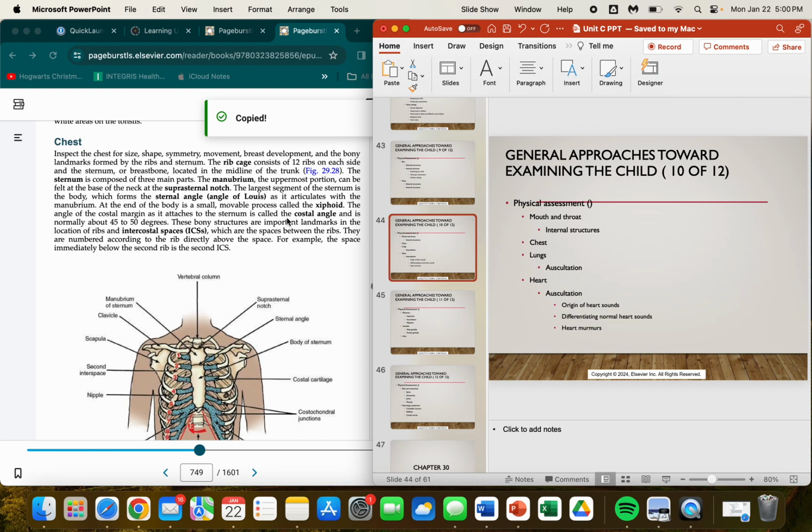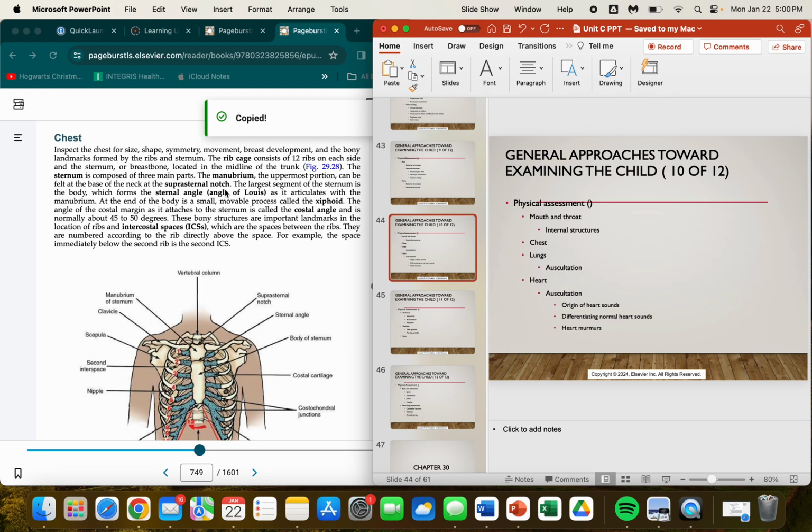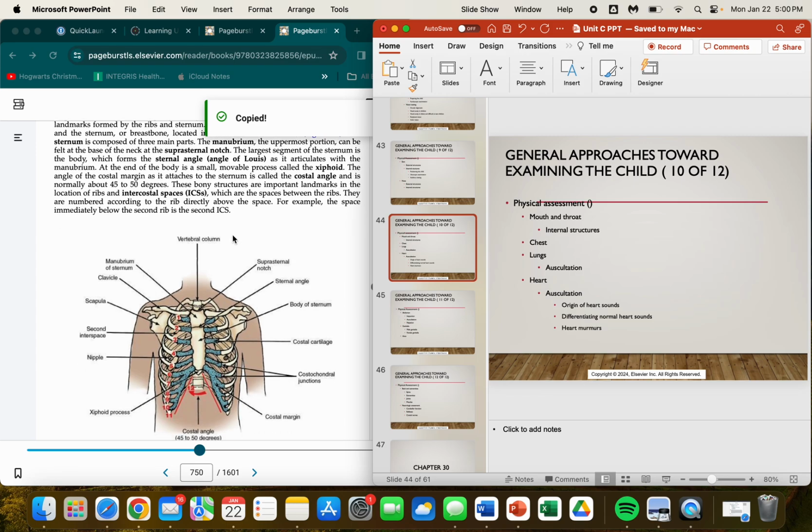Your book talks about chest assessment. Obviously, we want to make sure that the movement is symmetrical, that the size is normal for the child's age.